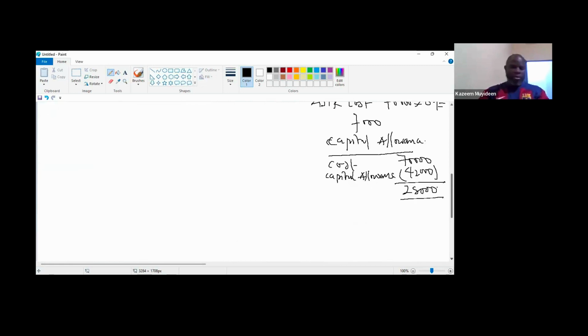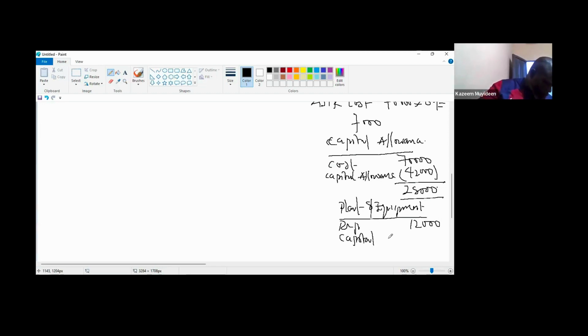For the plant and equipment, we have depreciation of 12,000, and we have capital allowance. Capital allowance of how much? Capital allowance of 10,000. Good. Any issue?